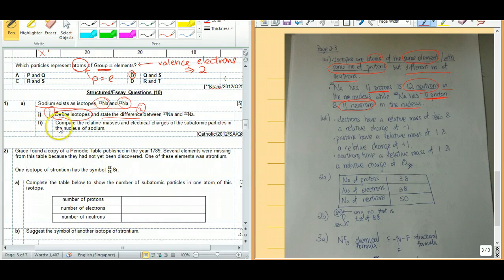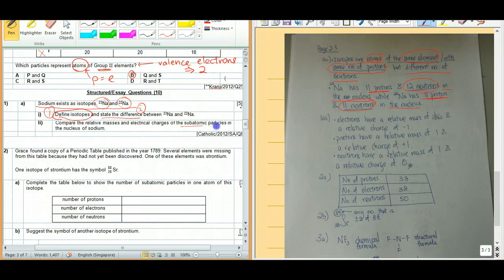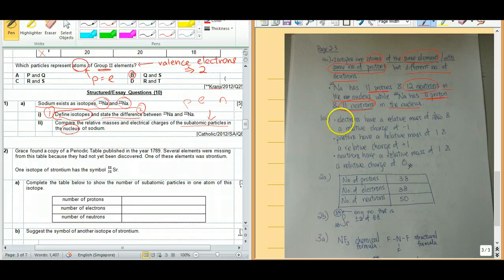Next up, they tell us to compare the relative mass and electrical charges of the subatomic particles. What are subatomic particles? They're referring to the protons, the electrons, and neutrons. However, if you look at this carefully, they want the particles in the nucleus. So if they want the nucleus, actually, I realized something is wrong. I should not.